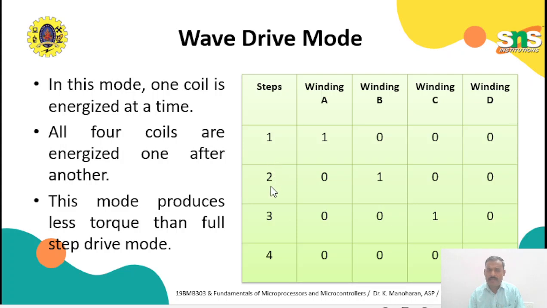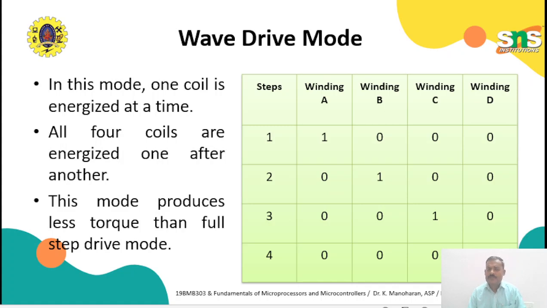Second step, I am energizing winding B and the remaining windings will be off. Look at this third step, I am energizing winding C and the remaining windings are off. Look at this fourth step, I am energizing winding D. In all 4 steps, at a time only one coil will be energized, and all remaining coils will be de-energized. So in this mode, only one coil will be energized at a time.